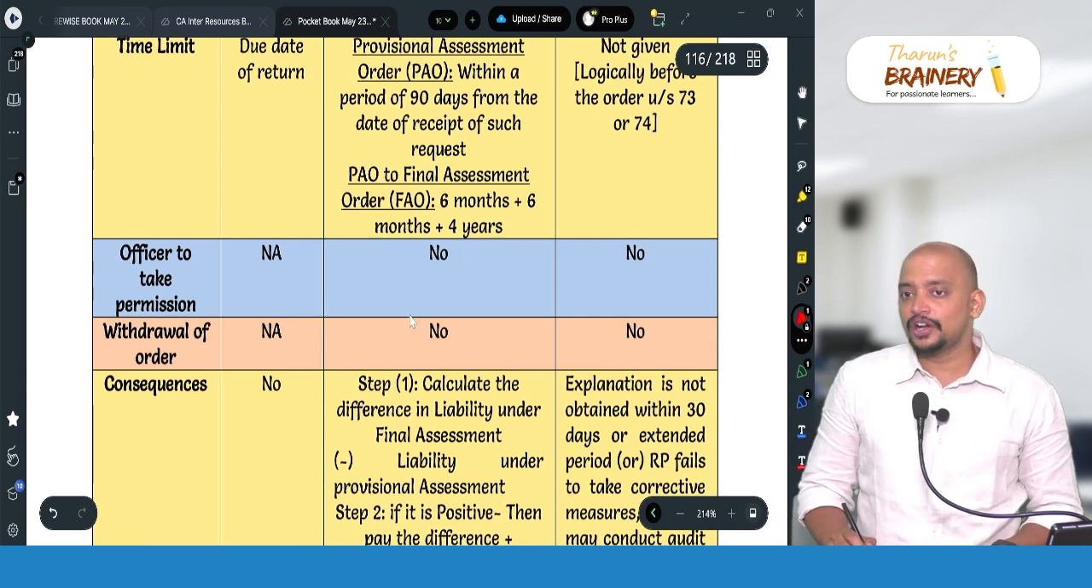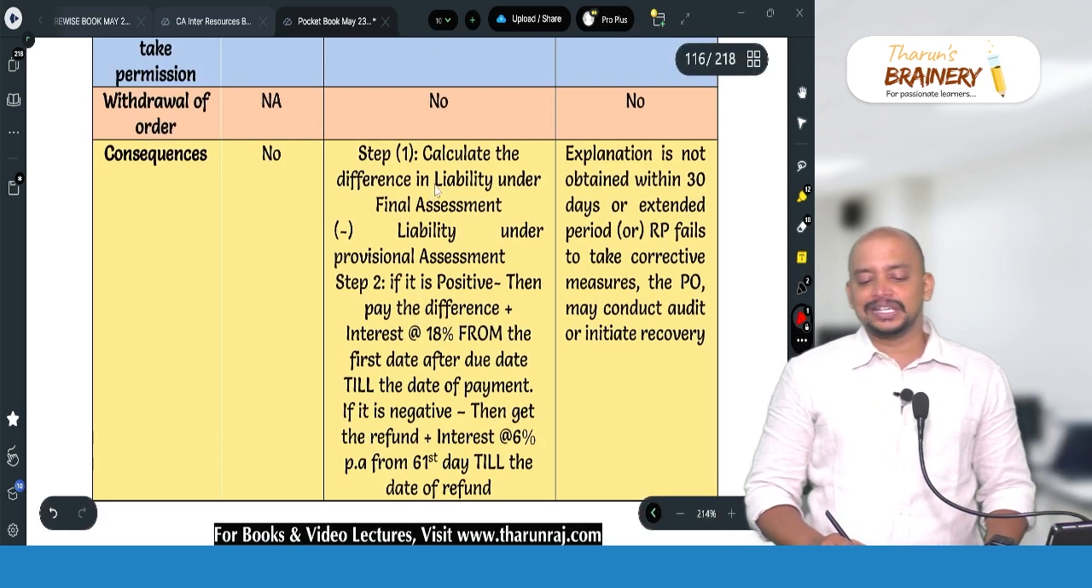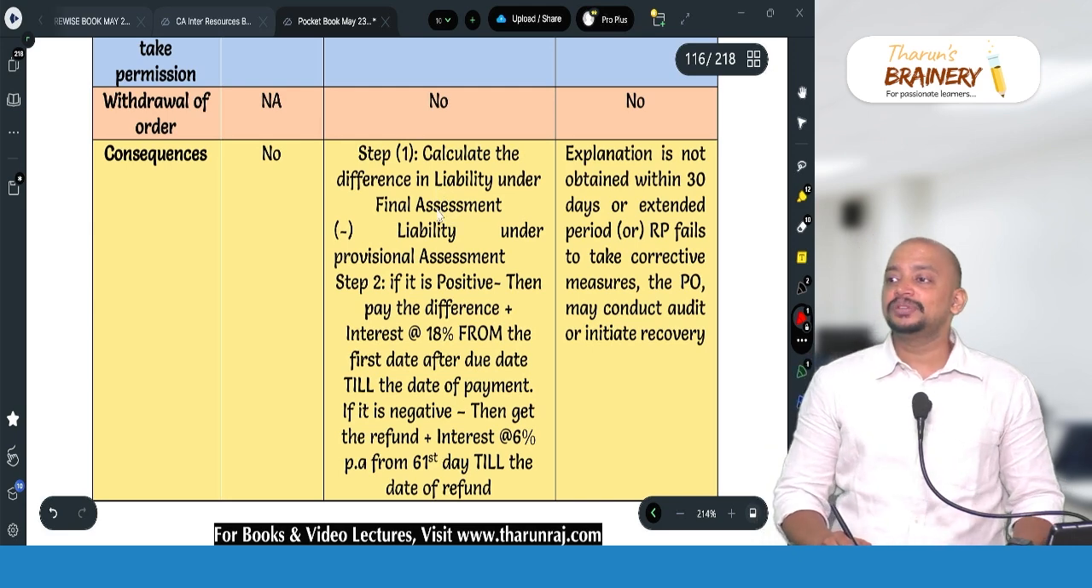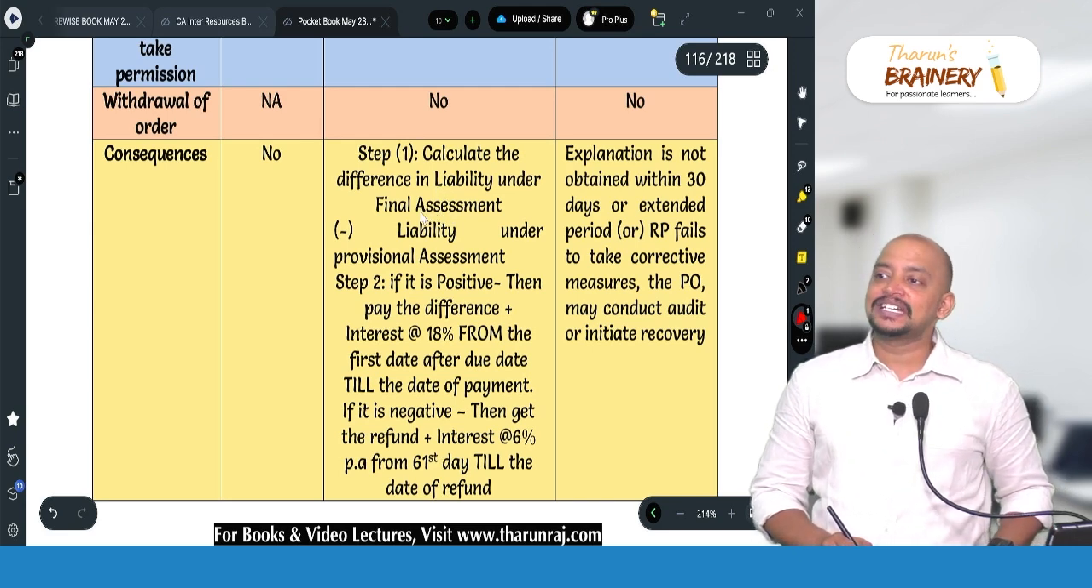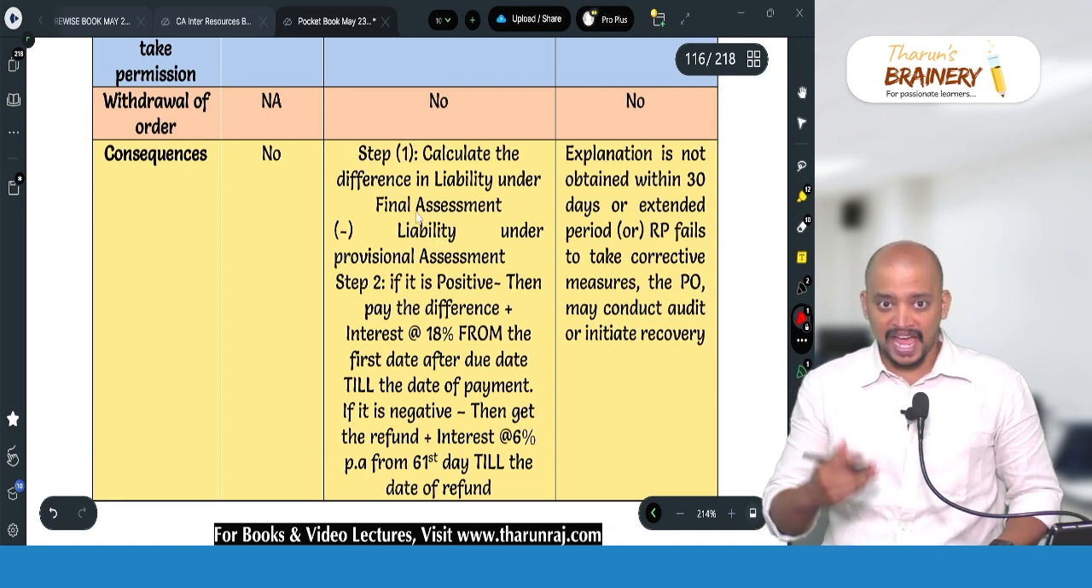And withdrawal of order also no. Now what is the consequences? So upon finalization, we need to calculate the liability. So differential amount either payable or receivable. So final assessment tax minus provisional assessment tax. If it is positive, means what? We have to pay that.